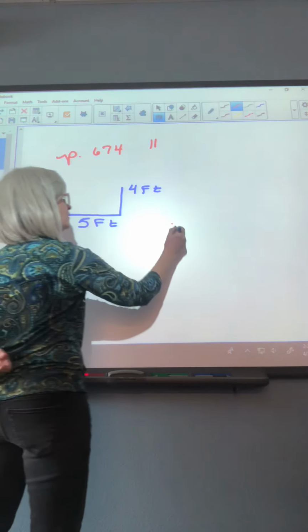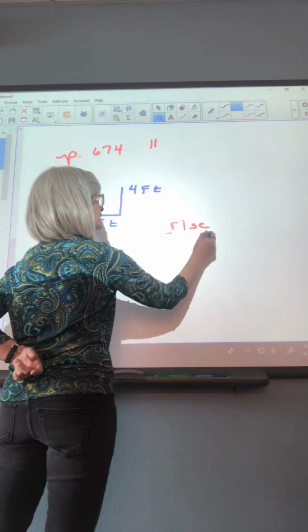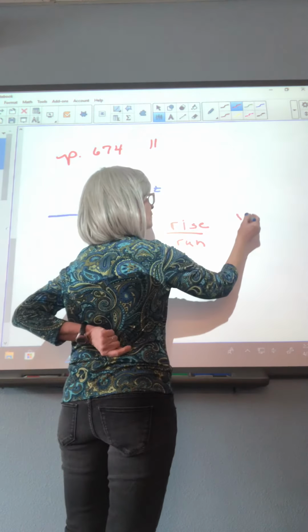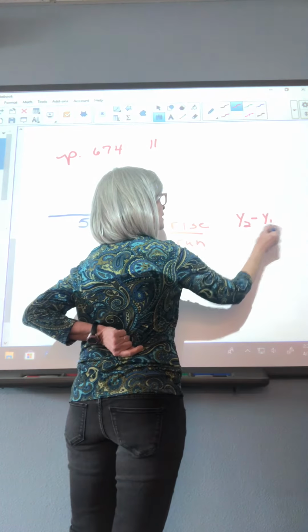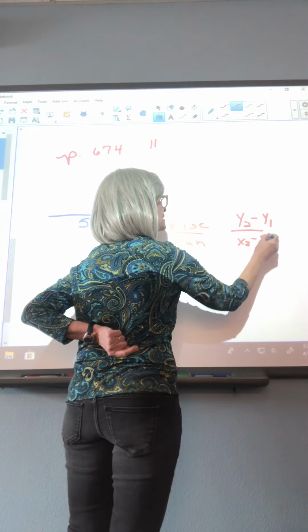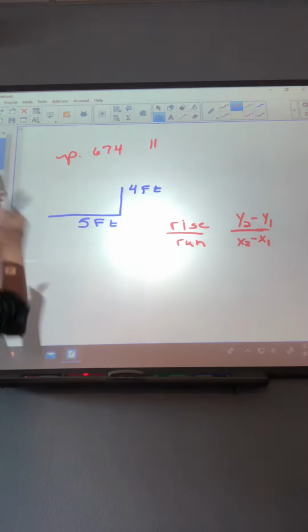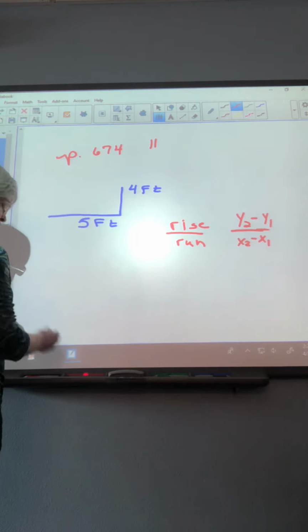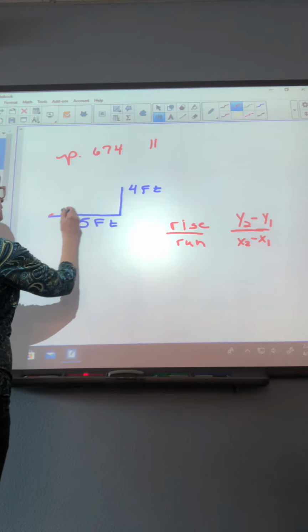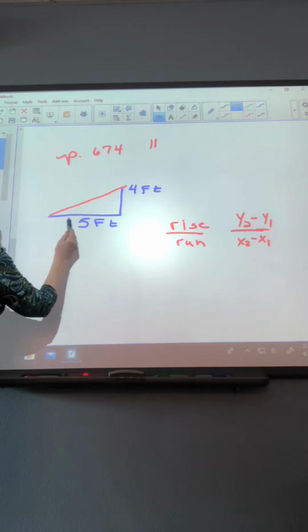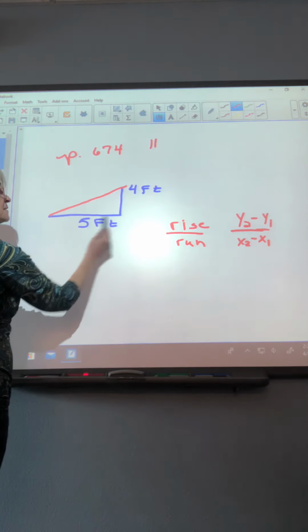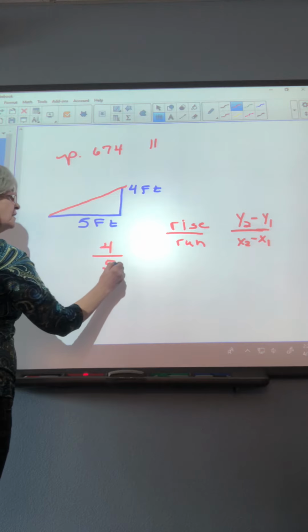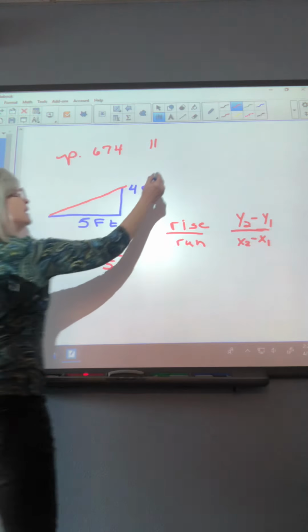So if you remember, we've talked about the slope as being the rise over the run, and we've also used y2 minus y1, x2 minus x1 to help us find slope. And so what this is saying is the grade of the treadmill, 5 feet over 4 feet. So basically this is the rise of 4 feet, and the run is 5 feet. And they're asking for the grade.